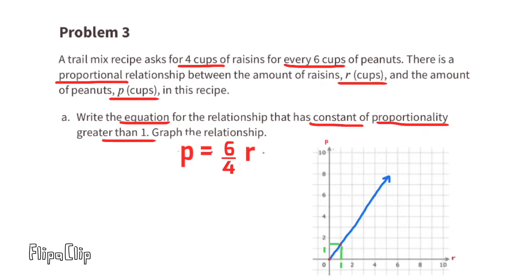In this graph, raisins are the horizontal axis and the peanuts are the vertical axis. For every 4 cups of raisins horizontally, there's 6 cups of peanuts vertically.